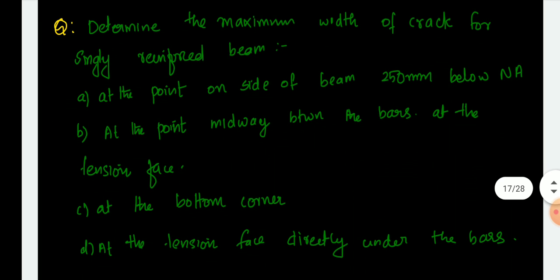Then you can do one more question. Take down the question. Determine the maximum width of crack for singly reinforced beam. First point is at the point on side of the beam 250 mm below the neutral axis. Second is the point midway between the bar at the tension face. Third is at the bottom corner, and last point is at the tension face directly under the bar.